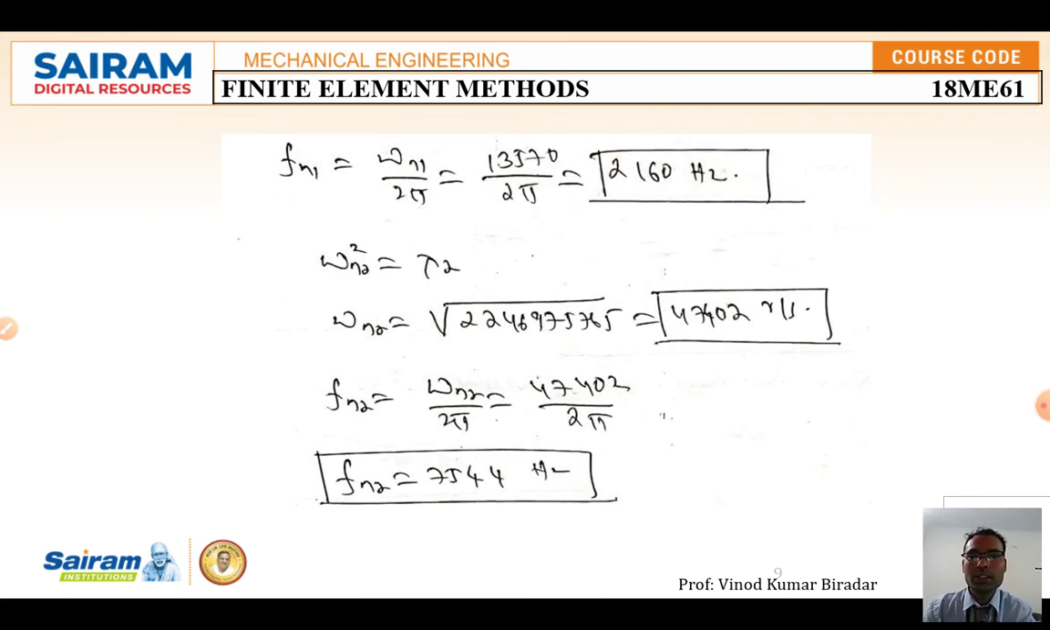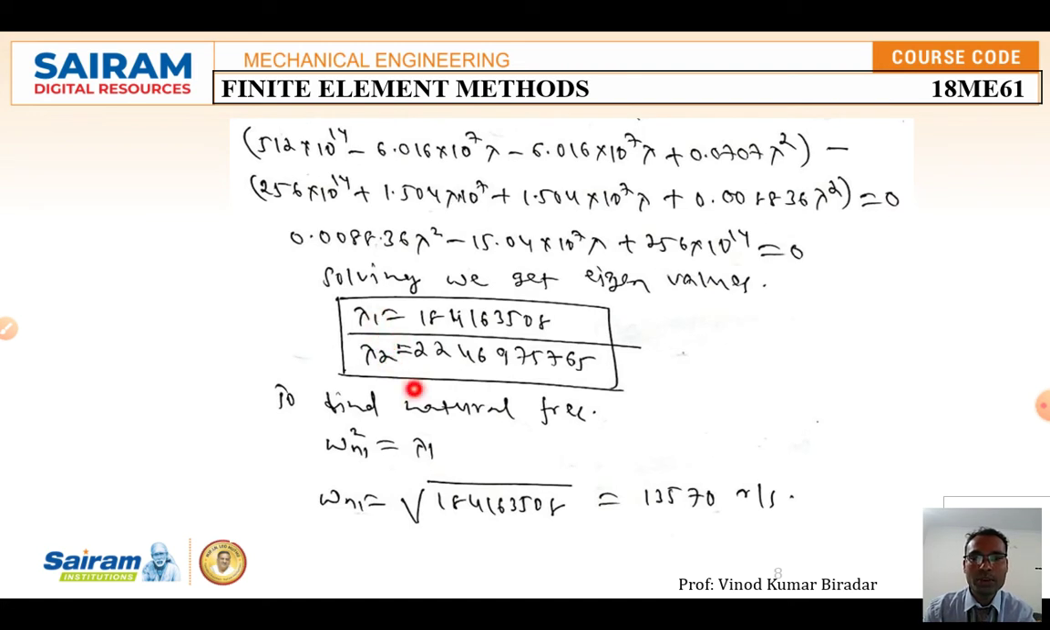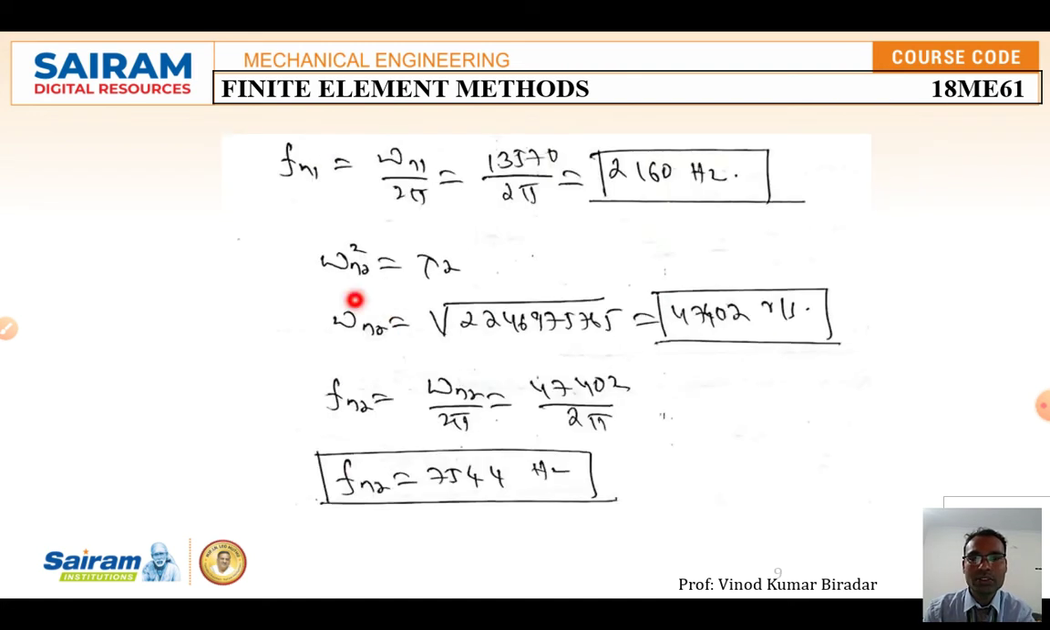Similarly, consider the lambda 2 value and calculate the natural frequency the same way. We have omega n2 square is equal to lambda 2, so omega n is the square root of this, which is 47402 radian per second. This is the angular frequency. For the natural frequency, fn2 is equal to omega n by 2 pi. Omega n is 47402 divided by 2 pi. If you substitute this, the natural frequency for the second is equal to 7544 hertz.